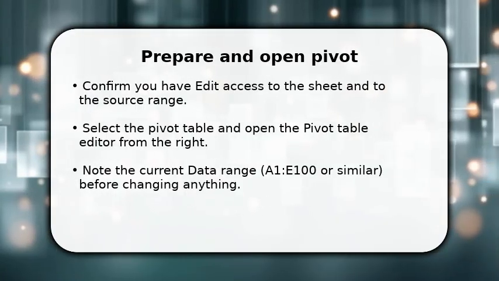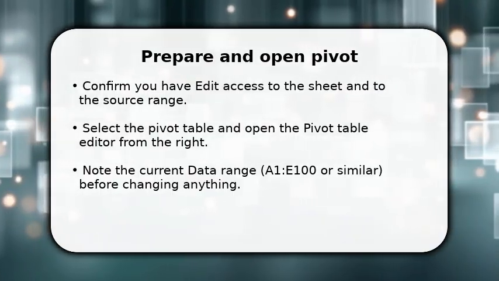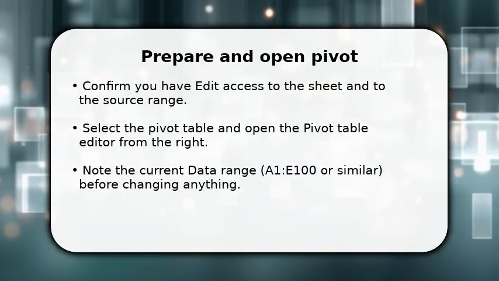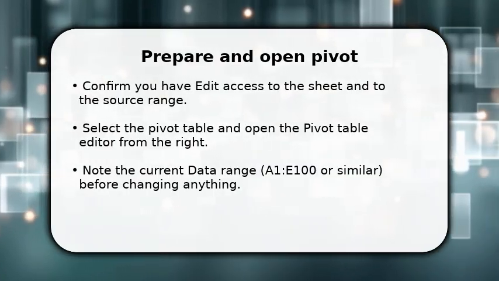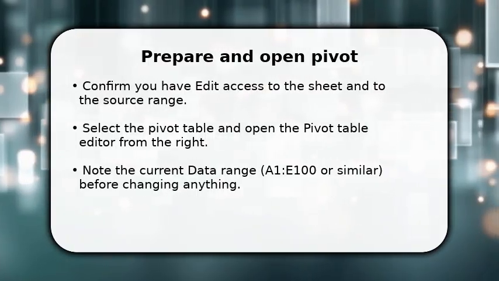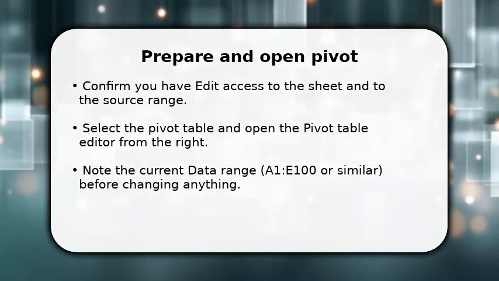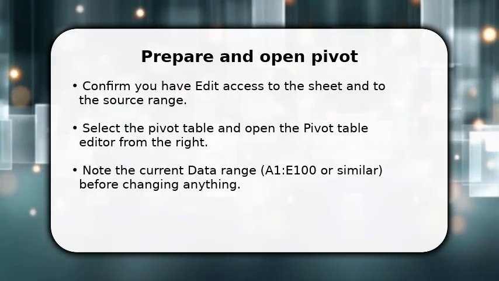You should start by confirming you have edit rights and locating the pivot table. You need control of the source. Once found, open the pivot table editor and read the exact data range it references. Make sure the source sheet is visible and not filtered elsewhere. This step matters because the pivot recalculation depends directly on that range.